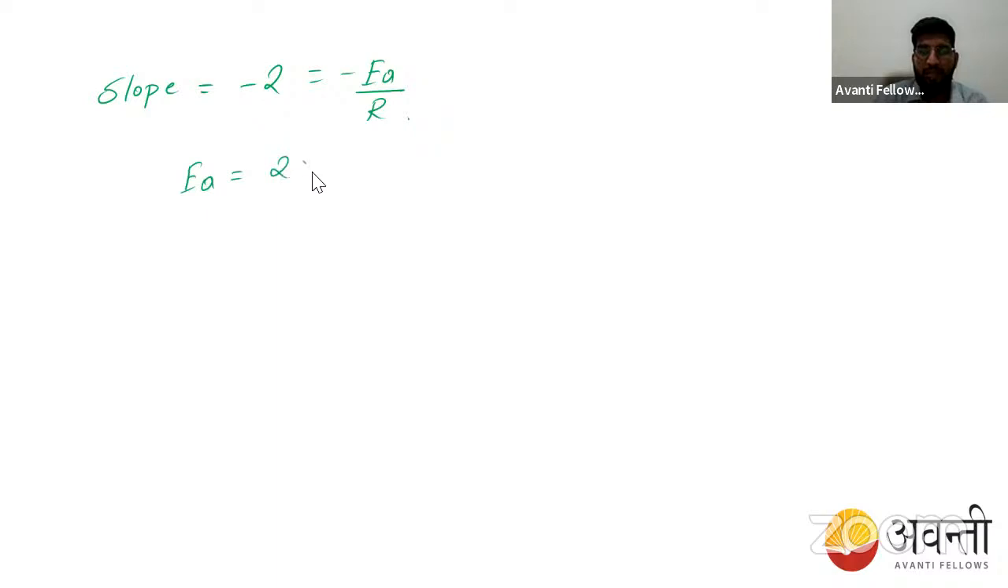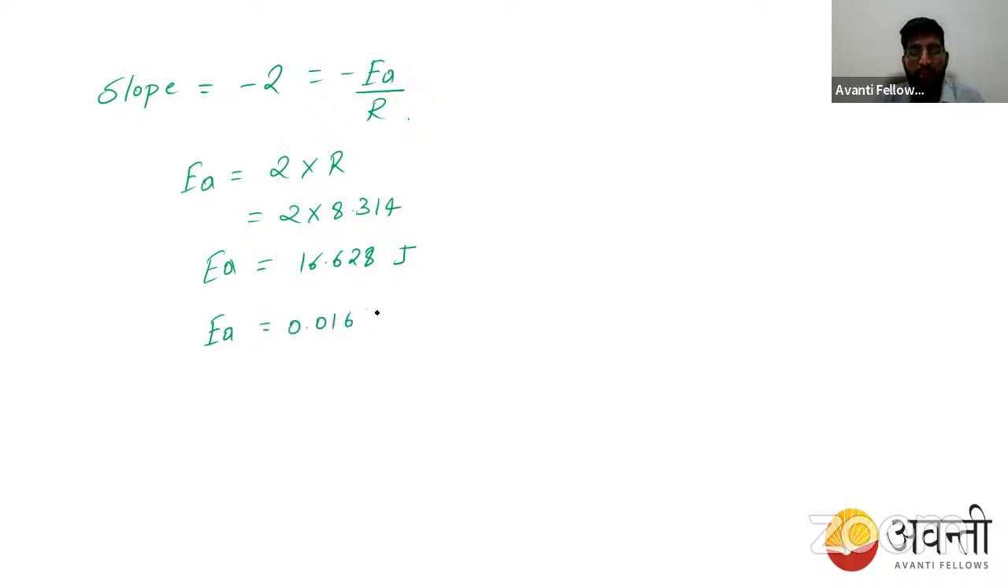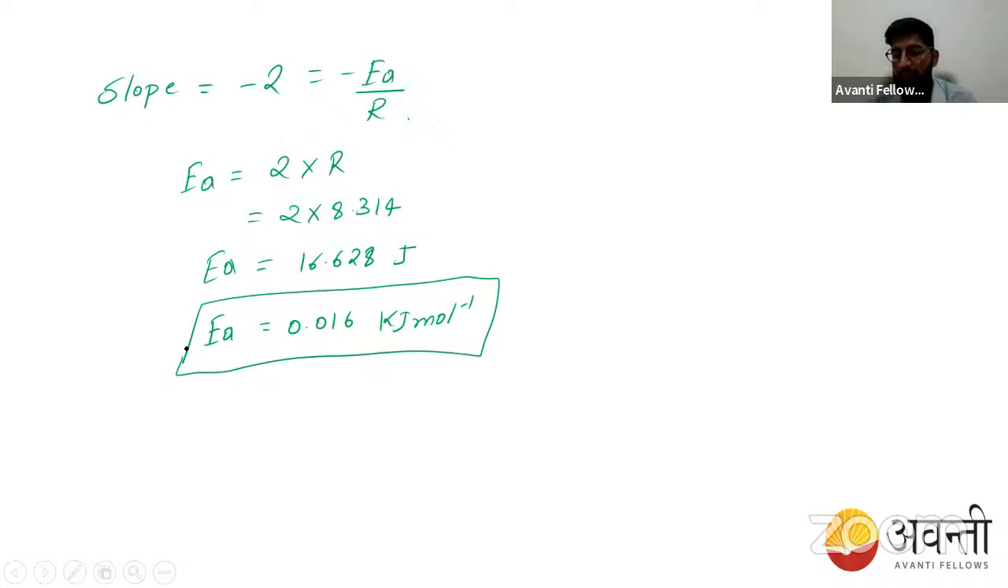So Ea is equal to, what is the value then? 2 into R. What is the value of R then? 2 into 8.314. Okay, so this is the value of R. So what is the value of activation energy? It should be 16.628 joules. This is in joules, but I have to calculate it in kilojoules. So it will be 0.016 kilojoule per mole. This is my activation energy in terms of kilojoule.